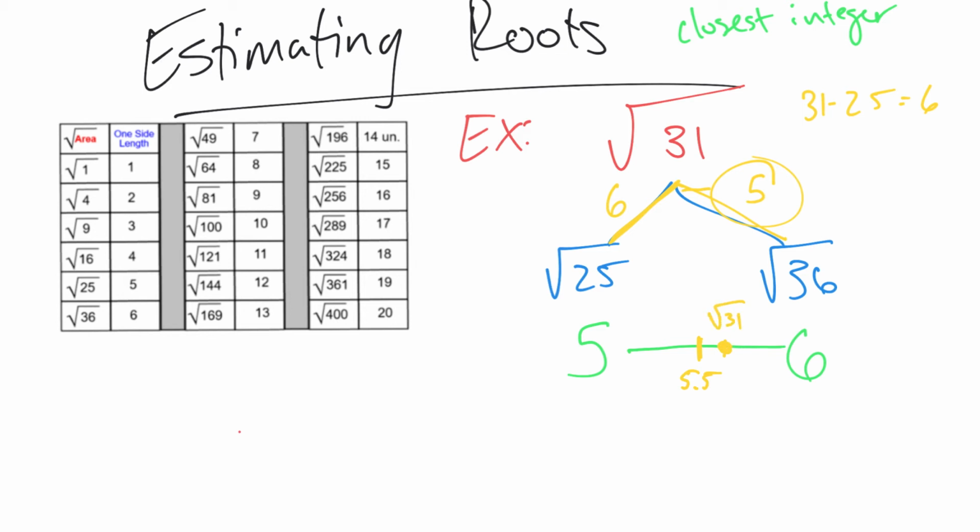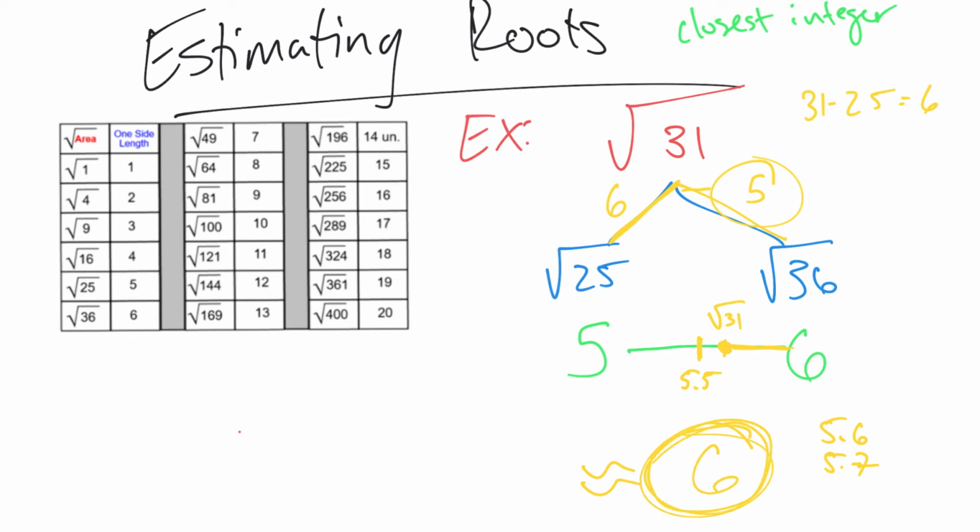So what's the closest integer? Well, it's closer to 6. So my final answer, 6. And again, I'm estimating, so I'm going to put this little approximate sign. The square root of 31 is approximately 6. If I was looking to be really specific, I would probably give an answer closer to like 5.6 or 5.7. I know it's greater than 5.5 because it's above that halfway line, but I also know it's closer to 6. So looking at the closest integer, 6.